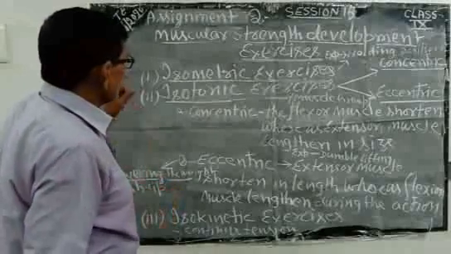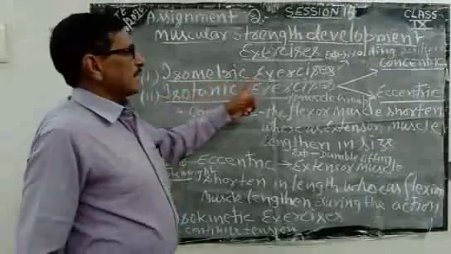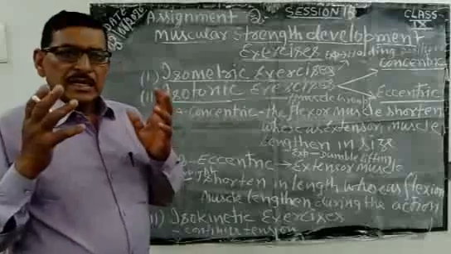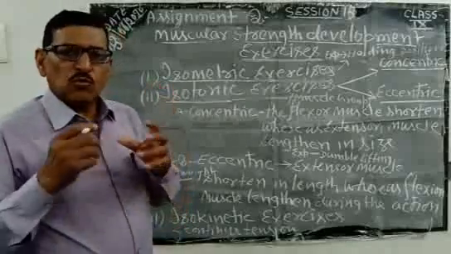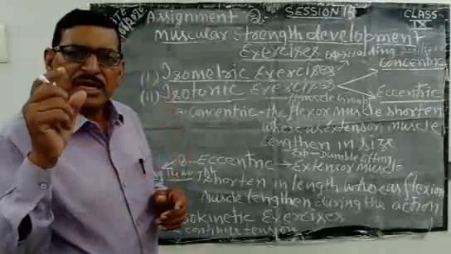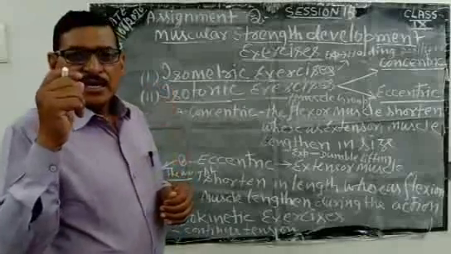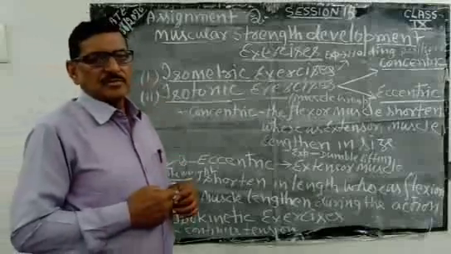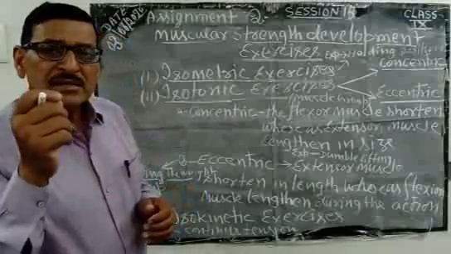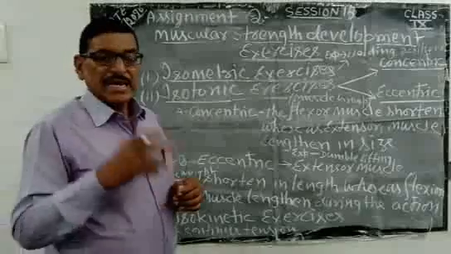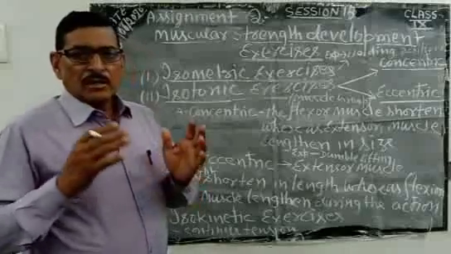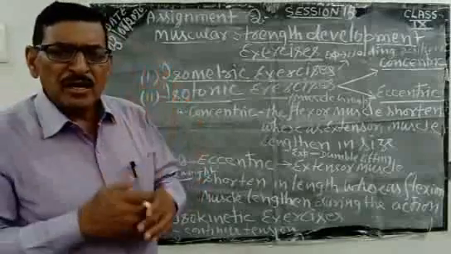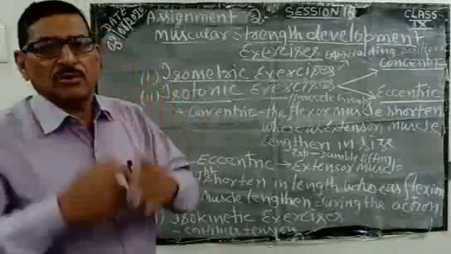Now, we will consider isometric exercise. Isometric is derived from Latin word which means same length. In these strength training exercise, muscles remain in same length. In this exercise, outer or external movement is not visible.